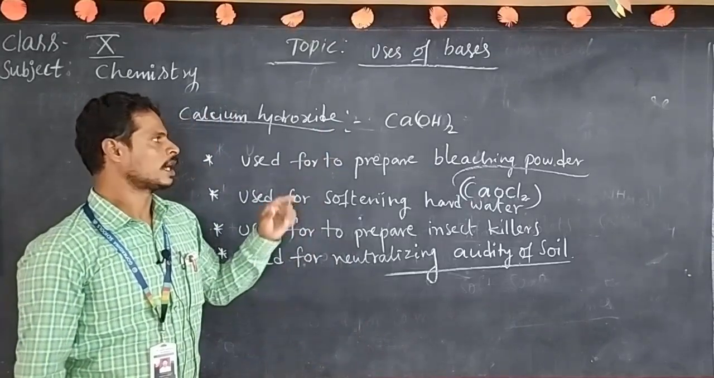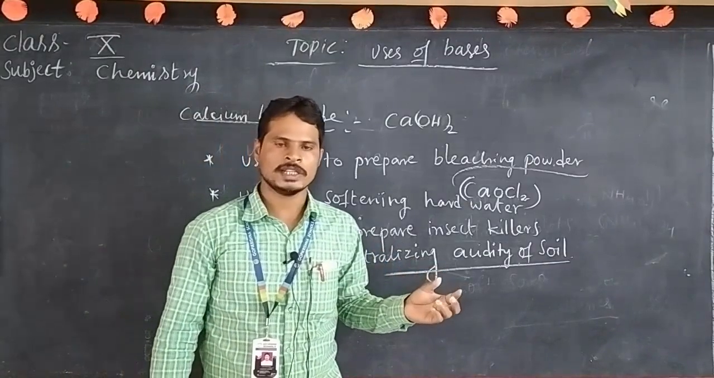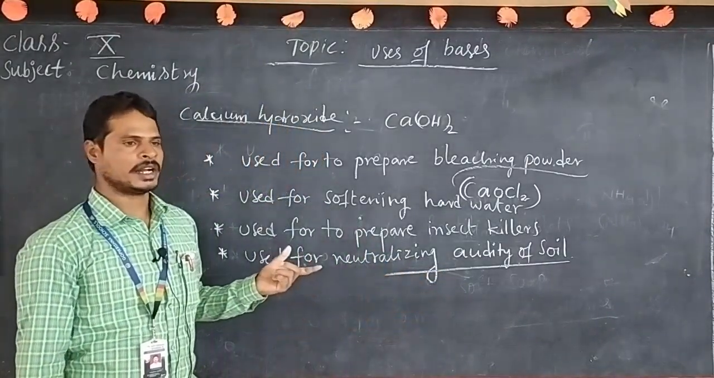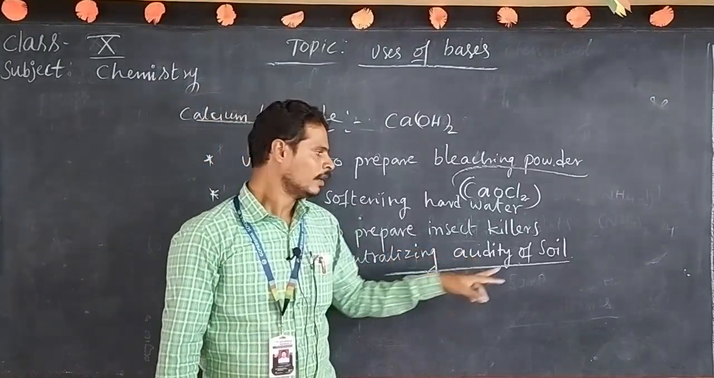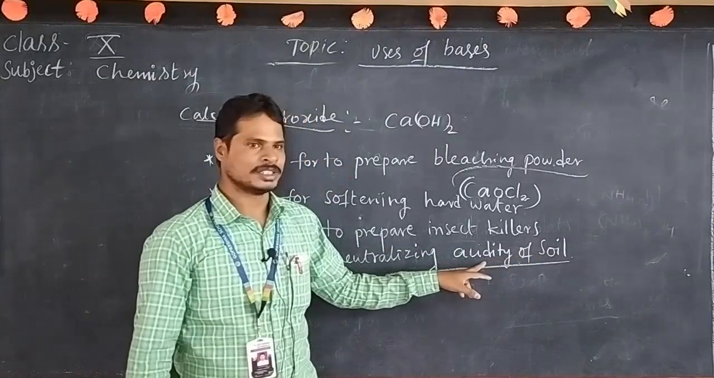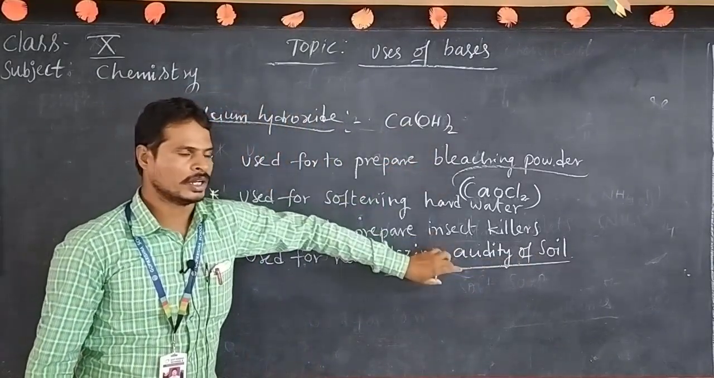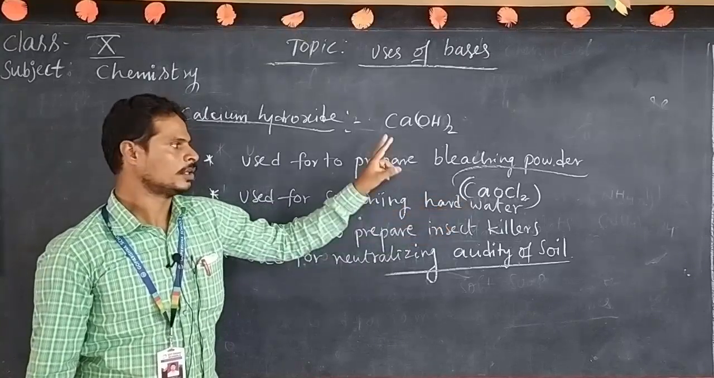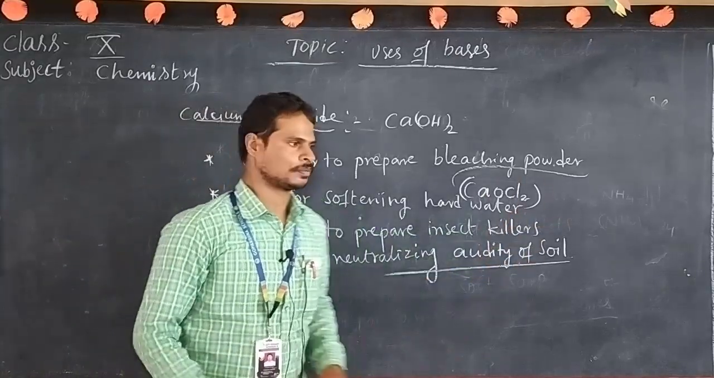Why should we use only calcium hydroxide? Why should we not use another substance? What is the reason? We know that an acid reacts with a base to form a neutral substance. That's why, soil having acidic nature and base having basic nature, these two interact to form a neutral substance. That's why we use it to reduce the acidity of soil.